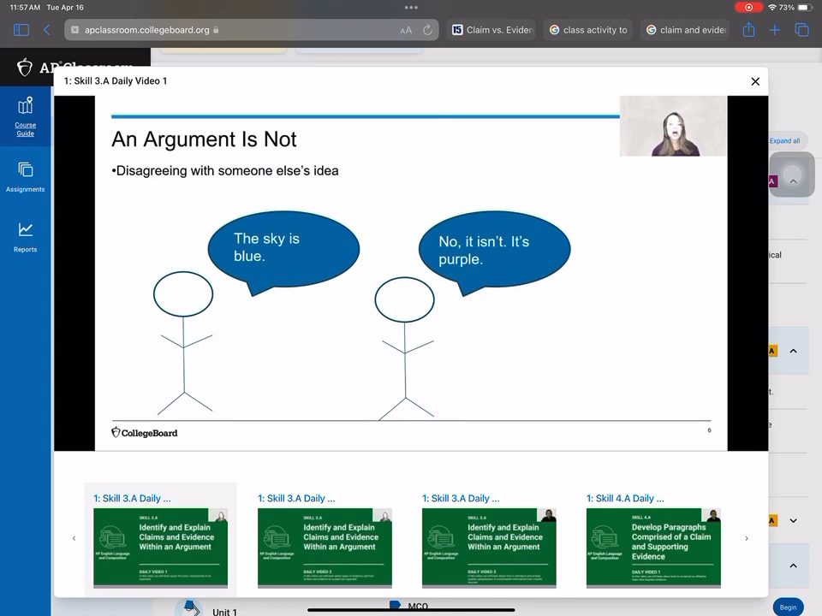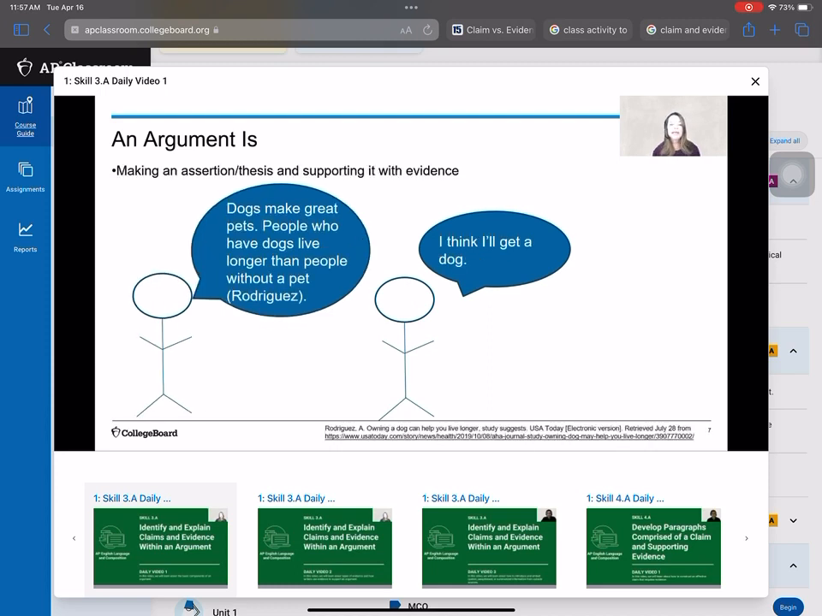So first, an argument is not disagreeing with someone. So you aren't likely to find a good example of it on social media. Here's what it is though. It's making an assertion or thesis and supporting it with evidence.